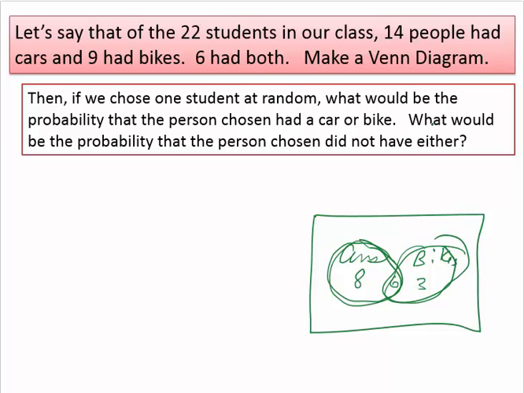So here's the 14 people that had cars, here's the 9 people that had bikes, and notice there's 6 that had both together. So what would be the probability of a person chosen having a bike or a car? Well, there's 8 plus 6 plus 3, which is 17, so it's 17 out of 22. I wish I had a couple more seconds to go over that a little bit slower, but I don't.